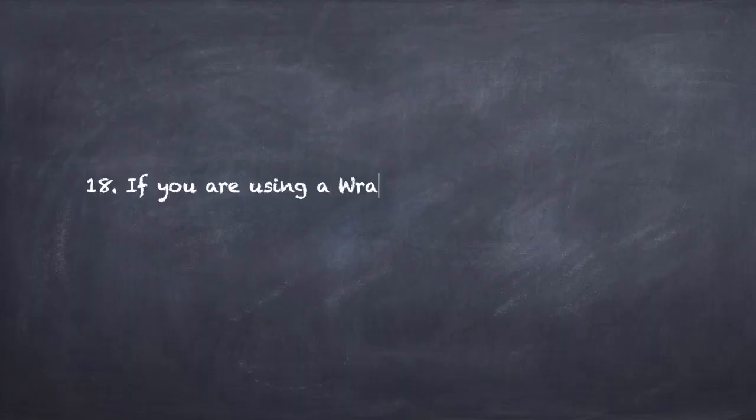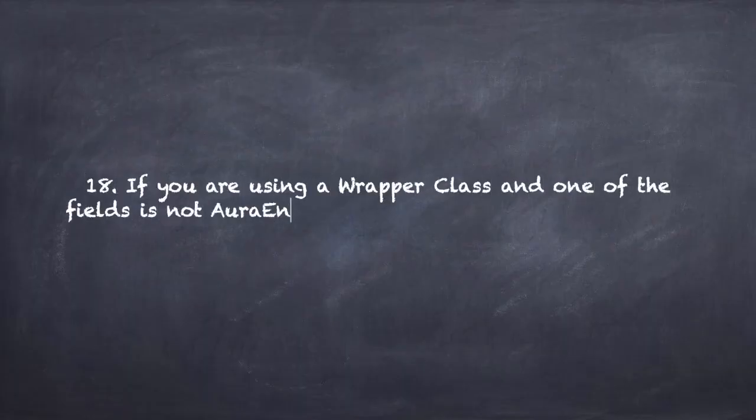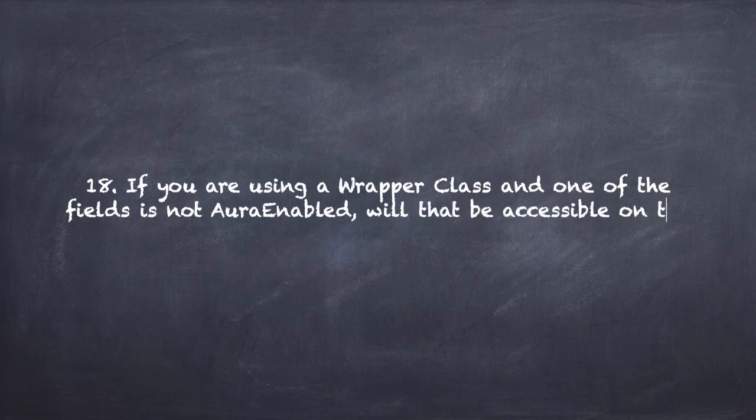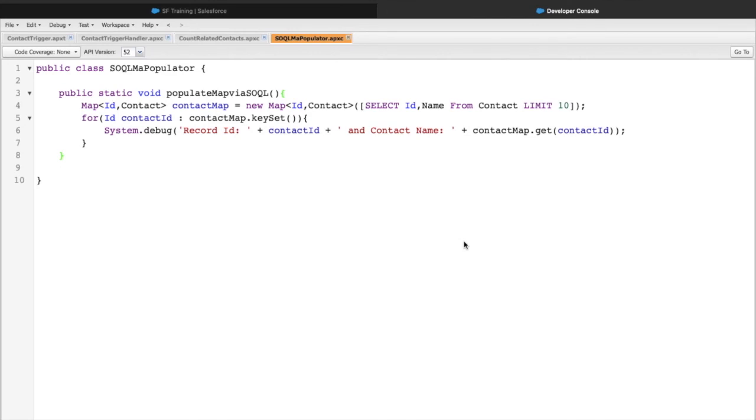So question number 18. If you are using a wrapper class and one of the fields is not Aura enabled, will that be accessible on the client side Lightning controller? If we have a wrapper or something on the Apex created that we are trying to send back to the client side controller and it is not annotated with Aura enabled, will that be accessible on the JavaScript side or the Lightning controller side?